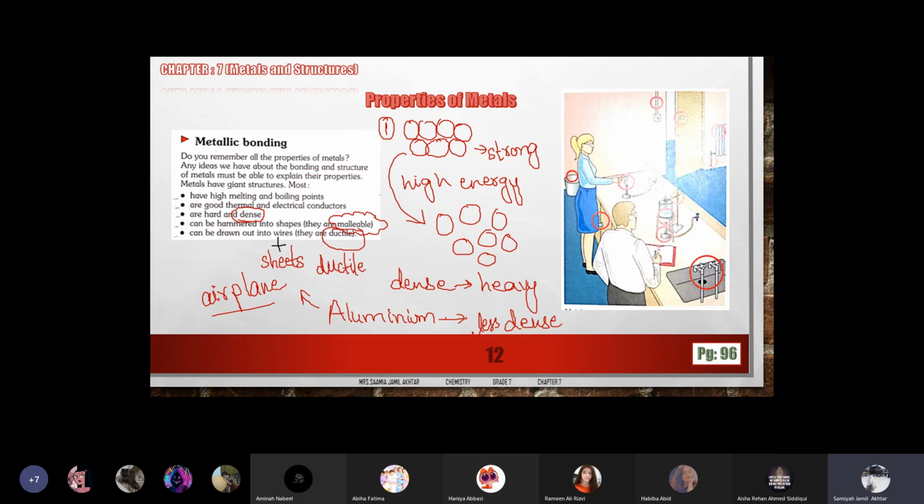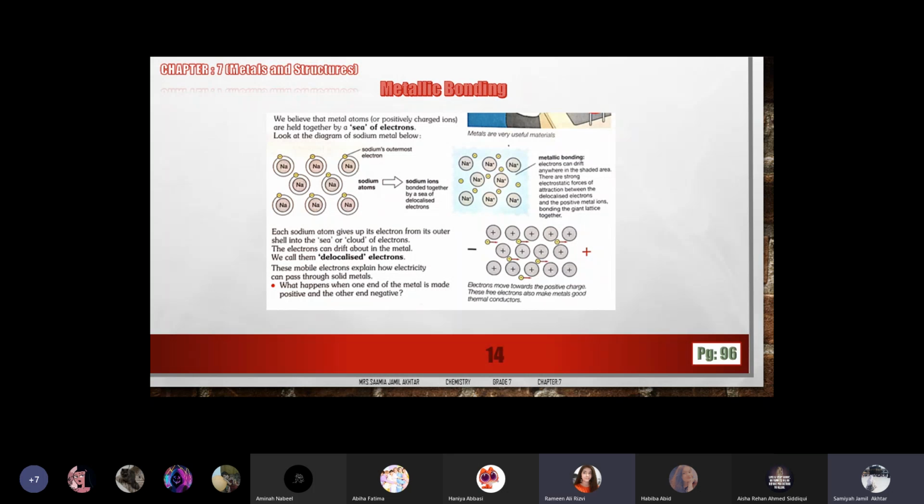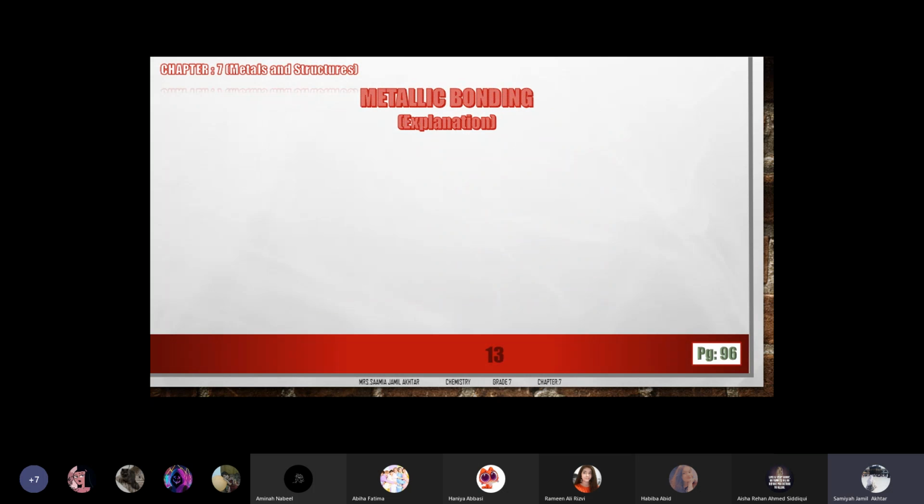Metallic bonding is this. This is the explanation of metallic bonding in your book. But first, I will explain it to you. What is it? I will draw it here on the page.